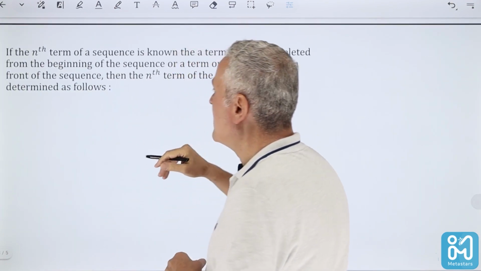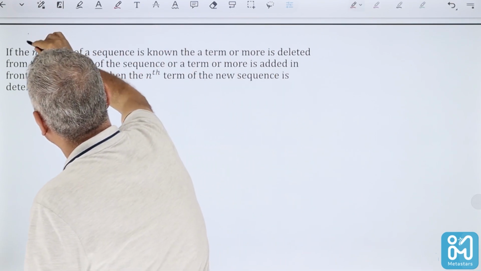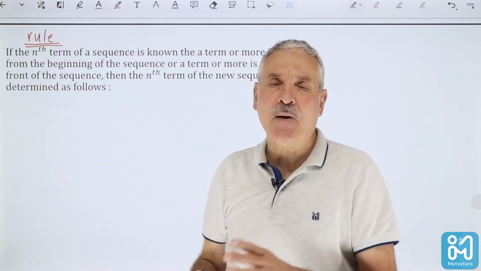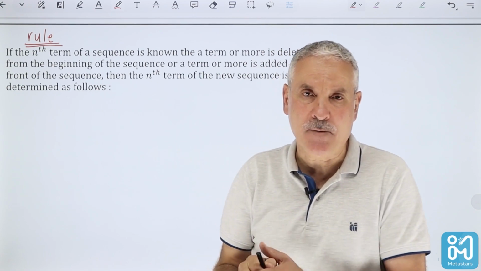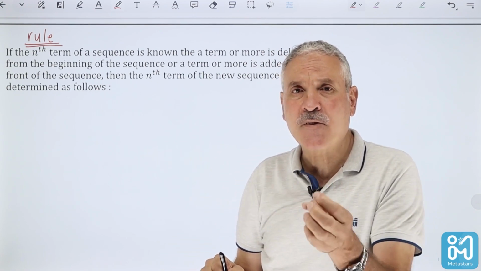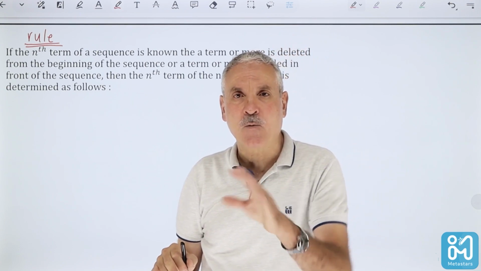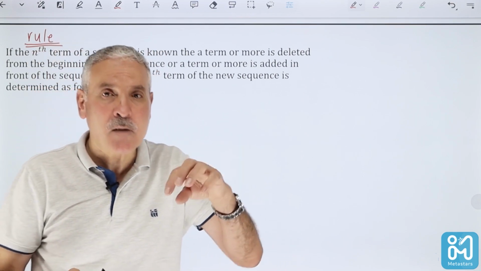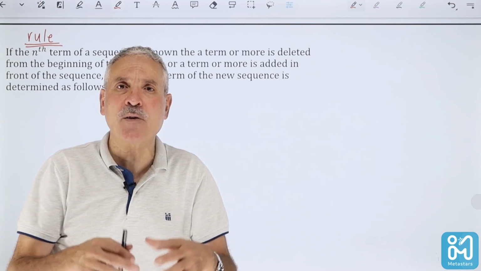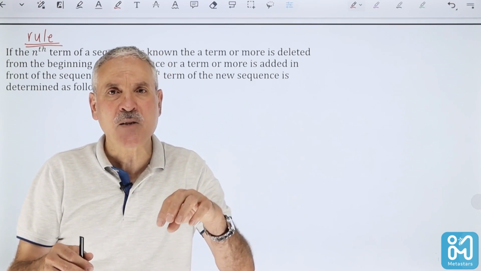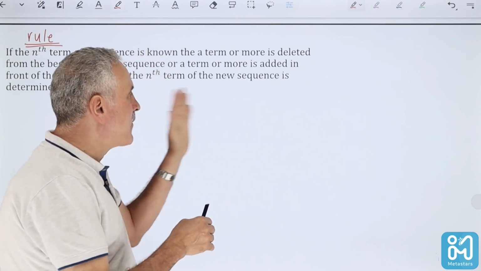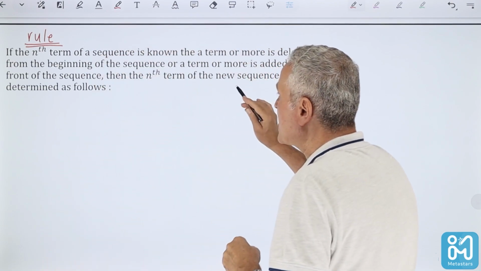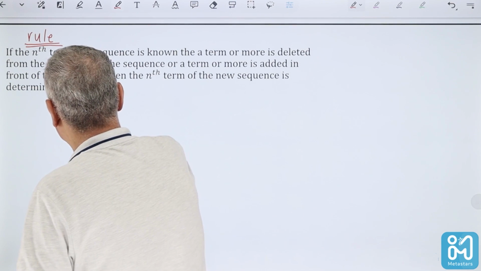Now we may have, this is a rule right here. The rule states that if, for example, the nth term of a sequence is given to you in the question, and then we have removed one of the terms from the beginning of the sequence, we just deleted it, or we deleted 2 terms from the beginning, or we have added on a term in front of the sequence, or 2 terms, or 3 terms, putting on terms to the left of the sequence at the beginning, or removed here, that would just change n in the expression. I'm going to show you what I mean by this here.